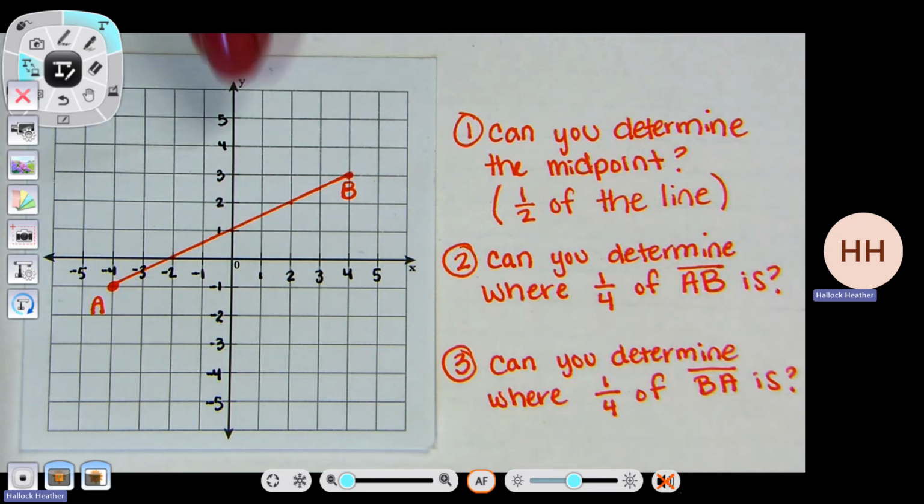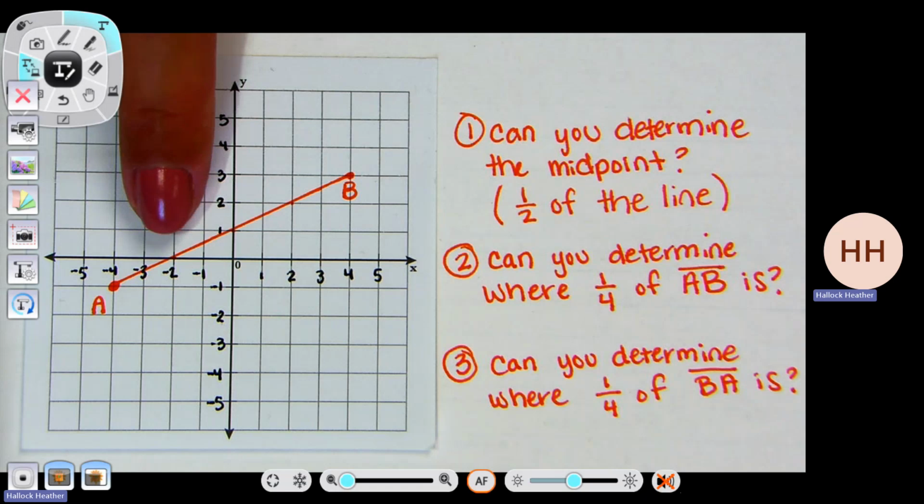1, 0, 1. So right there in the middle, that would be in the middle. You know that because you have eyeballs and you're like, that's the middle because that makes sense. You're correct. Okay. We didn't have to use the midpoint formula because we have eyes. Okay. Can you determine where 1/4 of line segment AB is? So if I start at A and I go to B, where would the point 1/4 of the way fall? Can anybody tell me?